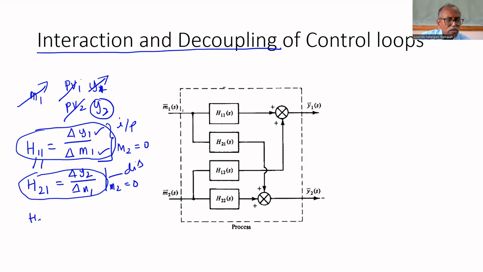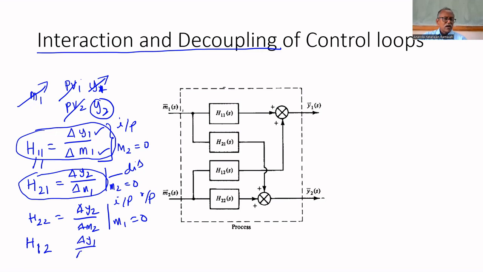Similarly, we can find H22. H22 means change in Y2 for change in M2 by keeping M1 constant. This is called an input-output model, because we are going to use M2 as the manipulated variable for Y2. What is H12? H12 means change in Y1 for change in M2, keeping M1 constant. So this is a disturbance model because we are going to use M2 to control Y2, but it affects Y1 also. That's why this is a disturbance model.